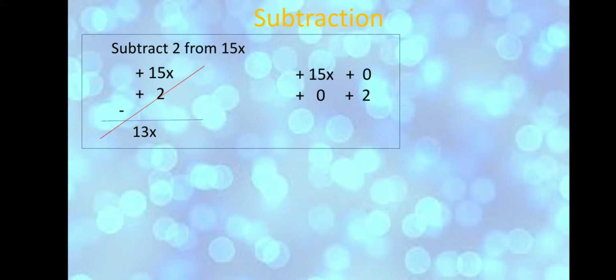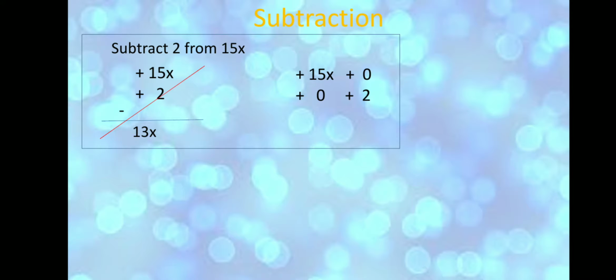So we wrote 15x first, as 15x should come first, and as there is no constant term to pair with 2, we wrote 0. And in the second row, which is the subtrahend row, we wrote 0 plus 2, because there is no like term matching with 15x. Now what should you do? Are you going to normally subtract them?